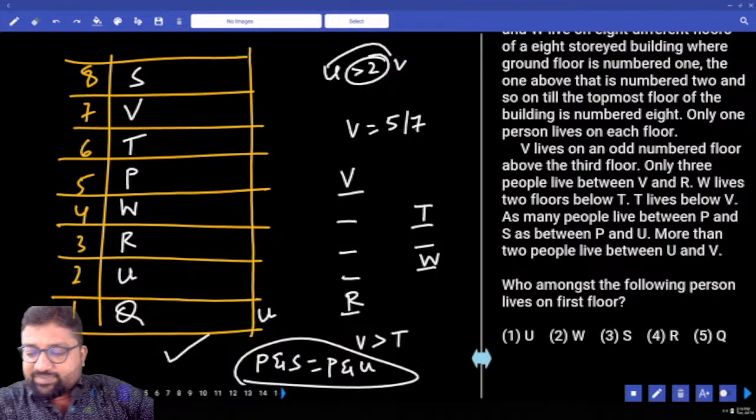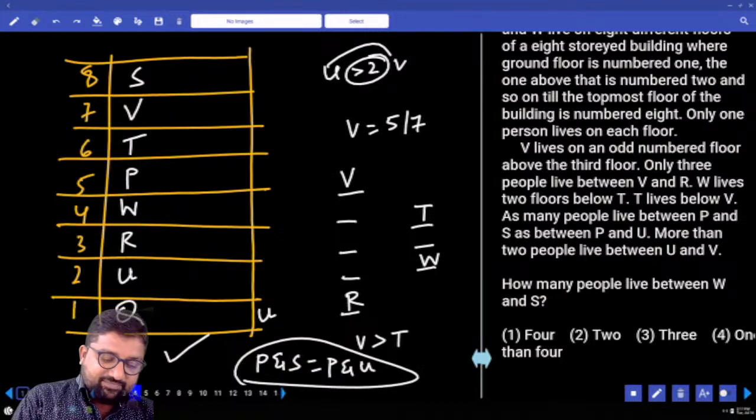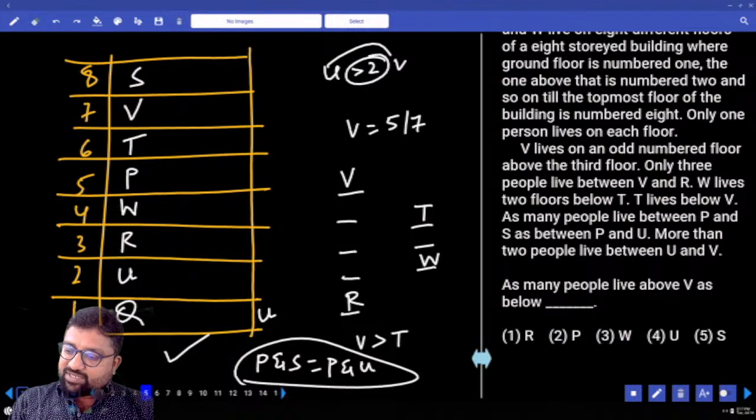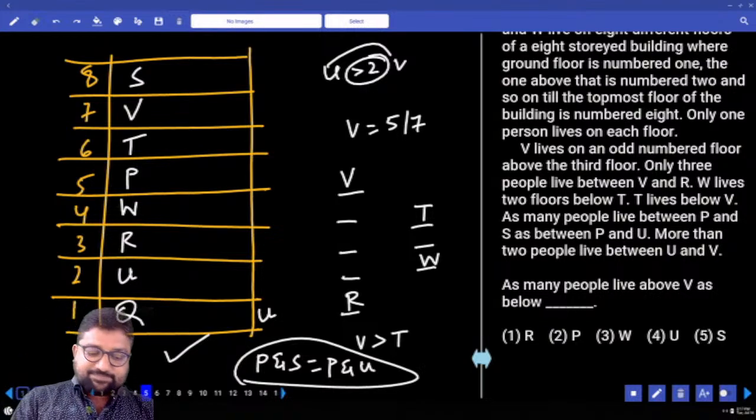Who amongst the following persons lives on the 1st floor? Q. How many people live between W and S? 3. As many people live above V as below? U. Their positions will be opposite. Second from top, second from bottom.